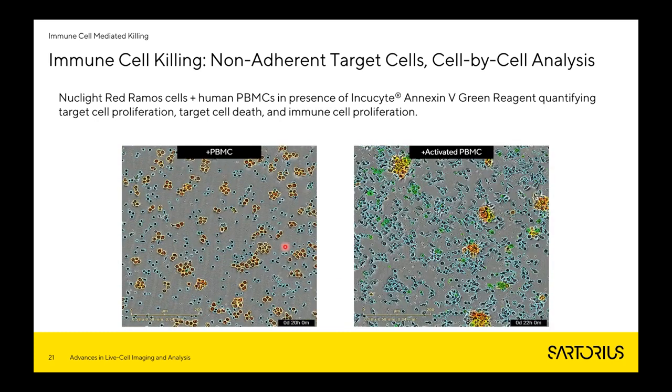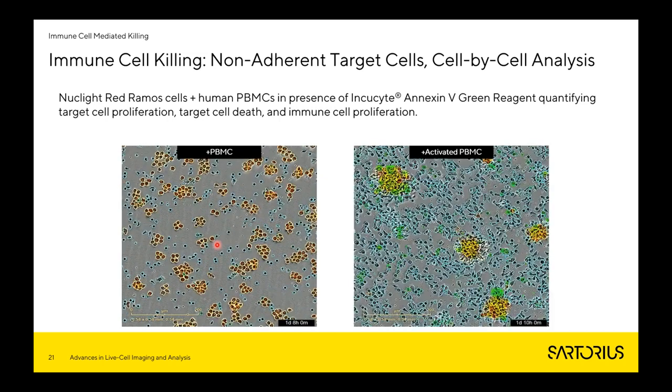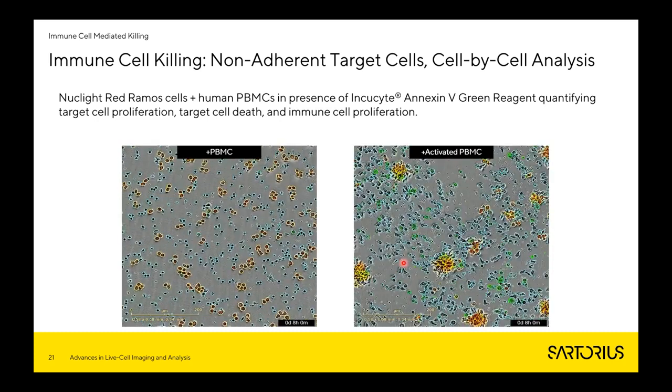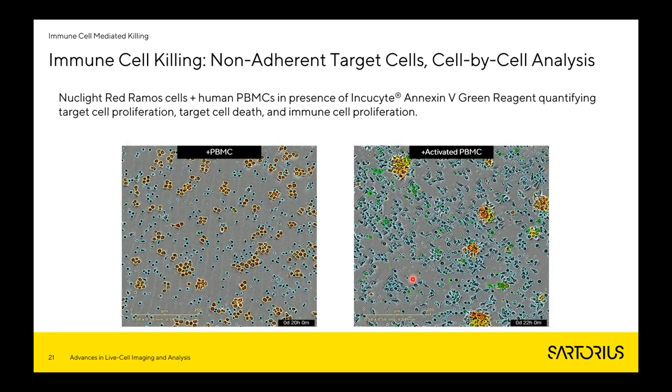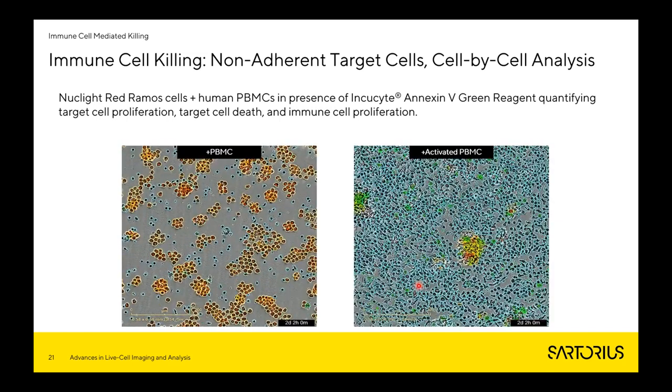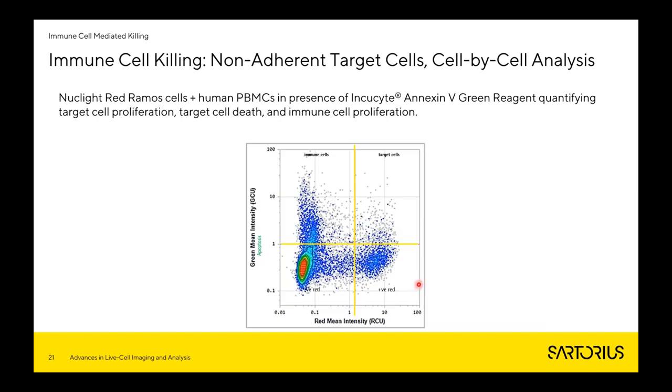We can see that with the non-activated PBMCs, they mostly exhibit this rounded, small morphology, whereas when they're activated, we actually see them change. They elongate and they swell in size as well. And we can quantify this with the cell-by-cell module. Speaking of cell-by-cell, we can gate and segment the different cells here. So here we have our red positive target cell quadrant. Here we have our red negative immune cell quadrant, and then we can look at apoptosis specifically within these different populations. So we can assess effector and target cell death specifically.